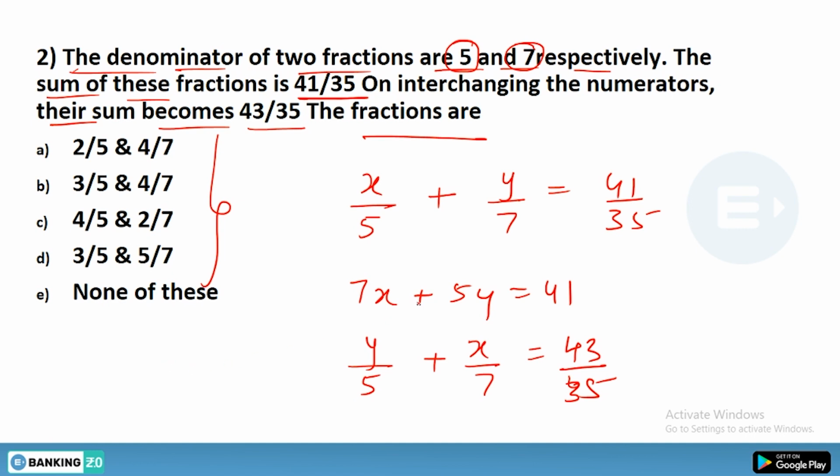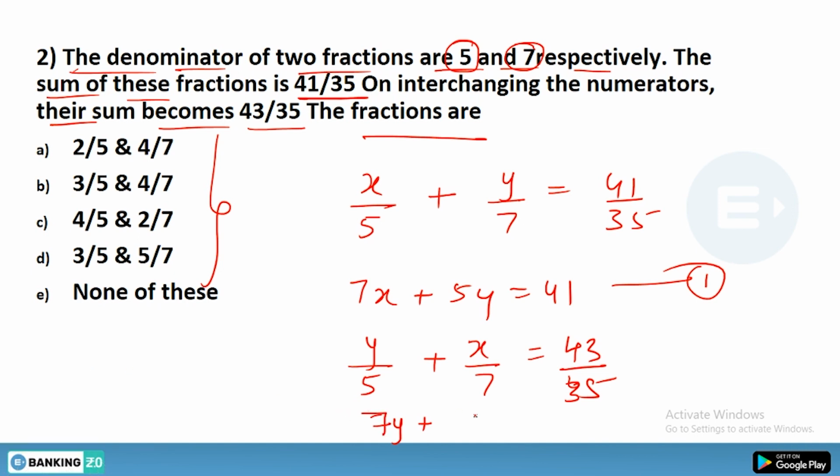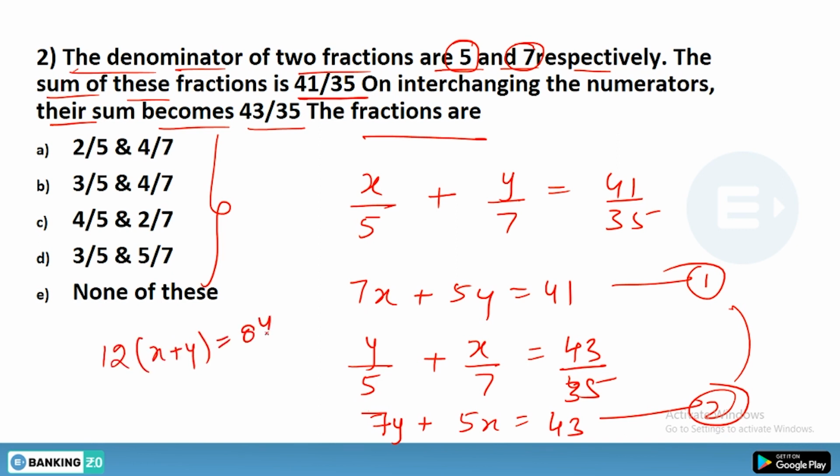Now you can solve it by the second equation. Taking the LCM, you will get 7y plus 5x is equal to 43. Now we have got the two equations. You can solve these two equations or go by the options. Both of them will be easy. As you can see, if we add them, we get 12x plus 12y equals 84. That means x plus y equals 7.